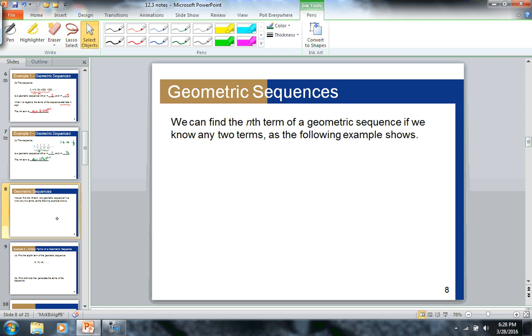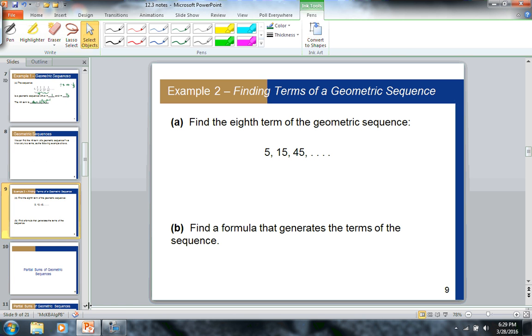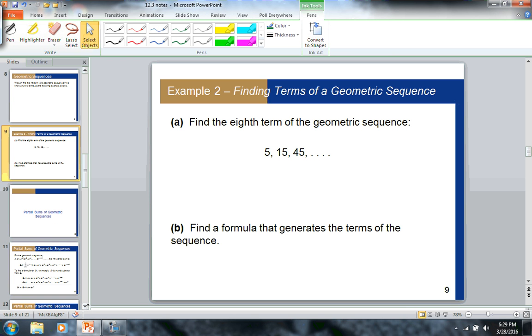Okay, so now that we're comfortable with geometric sequences and the parts of them and what they mean, we can find the nth term of a geometric sequence if we know any two terms. So this is very similar to what we've done with the arithmetic sequences, except now we're multiplying. So in part A here, we're going to find the 8th term of the geometric sequence. Now this sequence isn't very long. It has the first 3 terms here, and we want to find the 8th term.